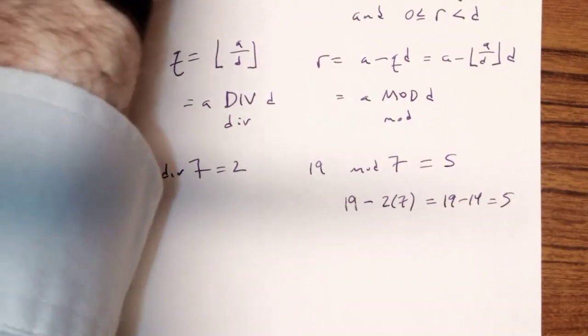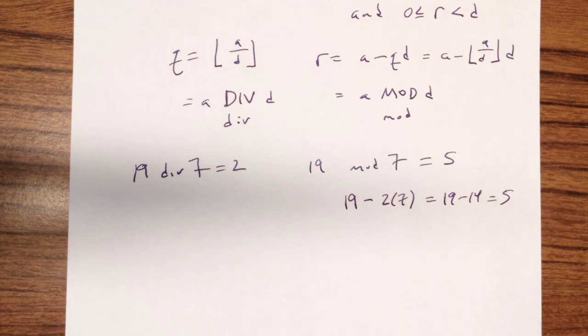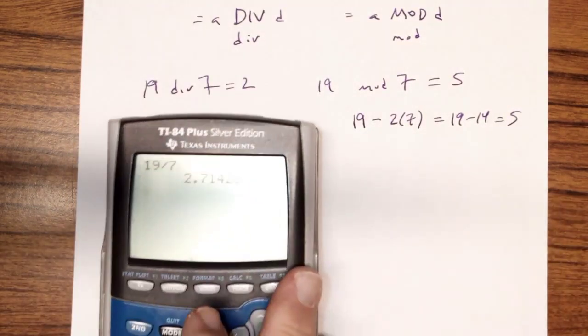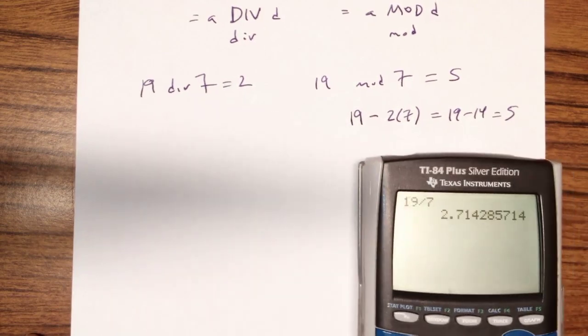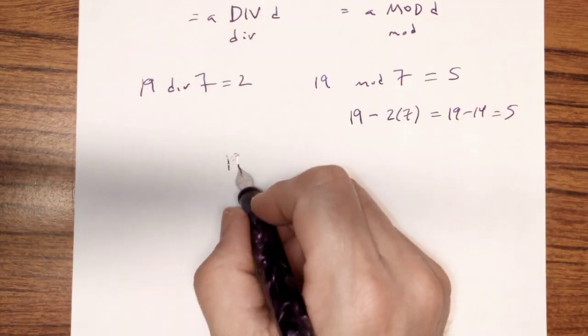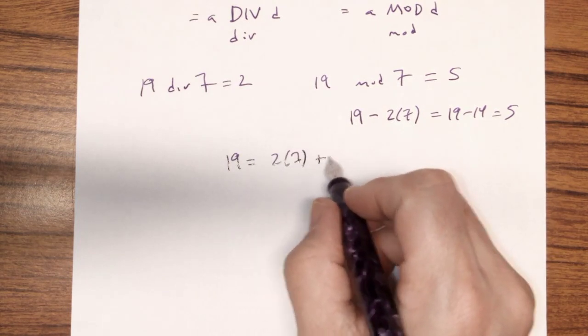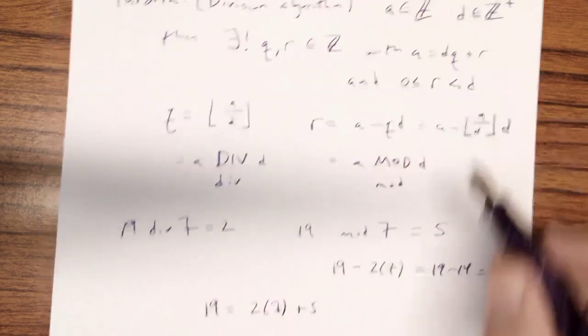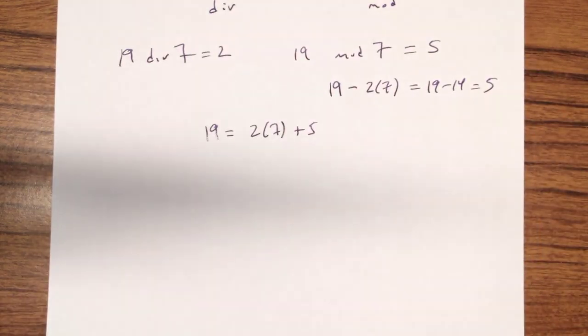Now that certainly works, but I think there's an easier way to do this on the calculator. So to do it on the calculator, I'm going to take away the integer part of that. Now that was my remainder when I divided, my fractional part. I'm going to multiply that by 7 again. There's my 5. I think that method is faster. You have to be careful. And now I would write, by the way, that 19 is 2 times 7 plus 5. dq plus r.